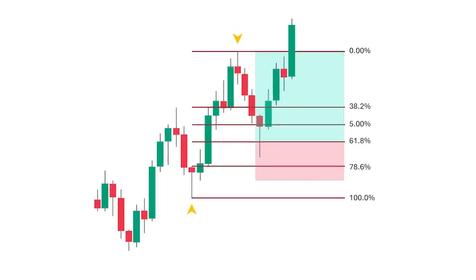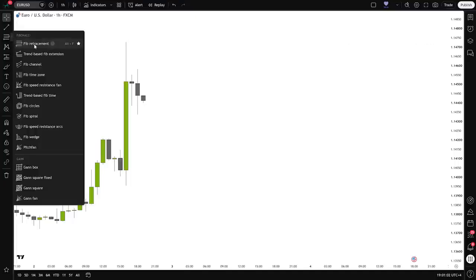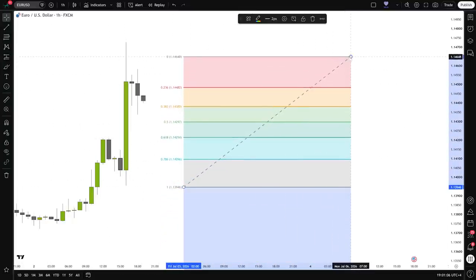Now, before getting into how to use Fibonacci levels in trading, let me show you how to set up the Fibonacci tool correctly on the TradingView chart. To access the Fibonacci retracement tool, click on the arrow beside the Gann and Fibonacci tools on the left toolbar and select Fib Retracement. Click once on the chart, drag it upward and to the right, and click again to lock it in place.